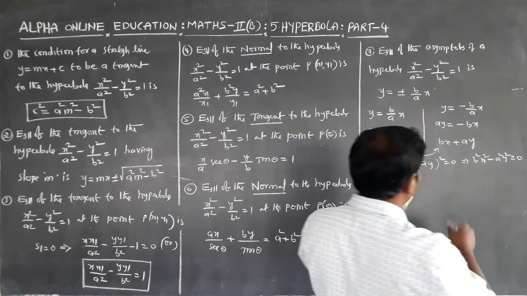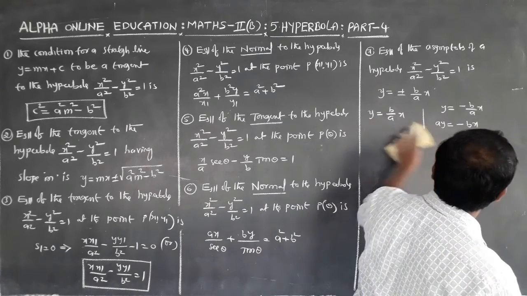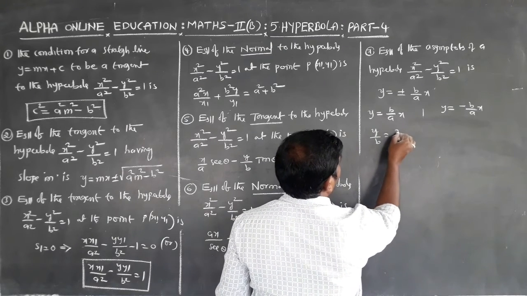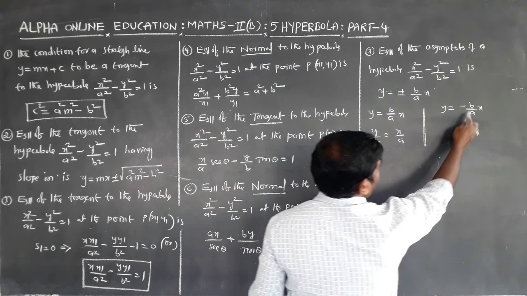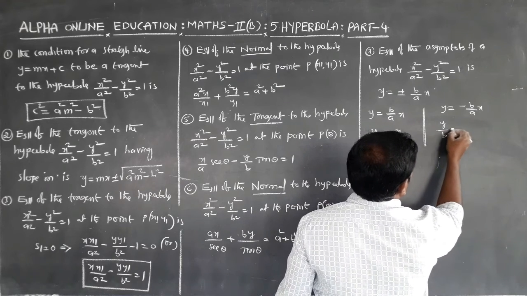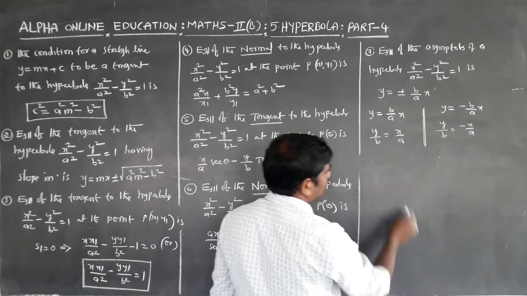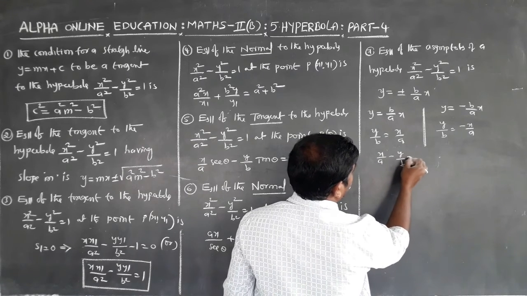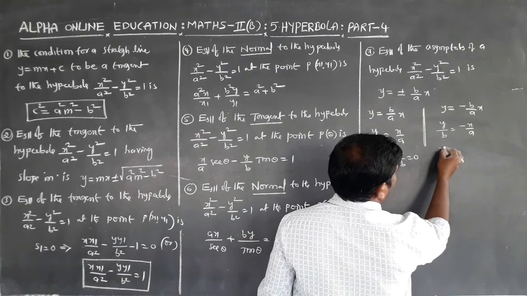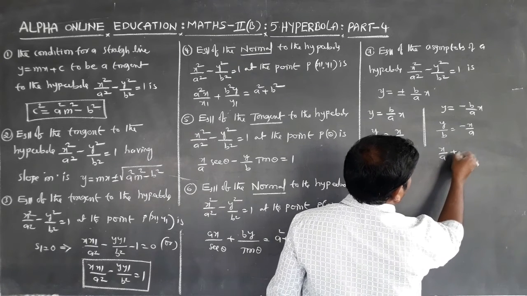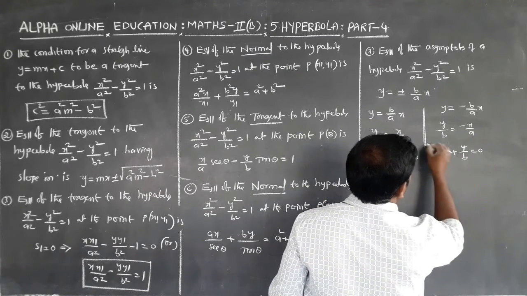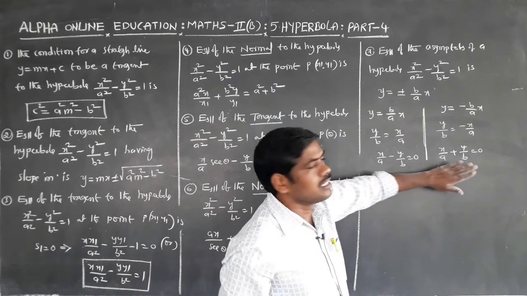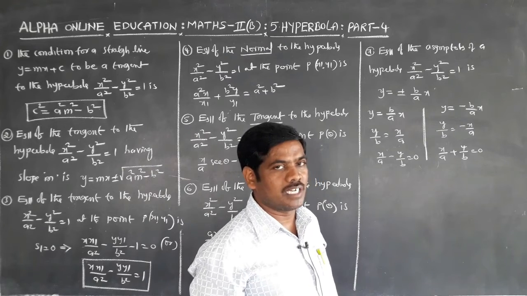Or, taking b to the left side, y by b is equal to x by a, and y by b equal to minus x by a. Taking y by b to the right side, x by a minus y by b equal to 0, and x by a plus y by b equal to 0. This is the first asymptotic equation. This is the second asymptotic equation.